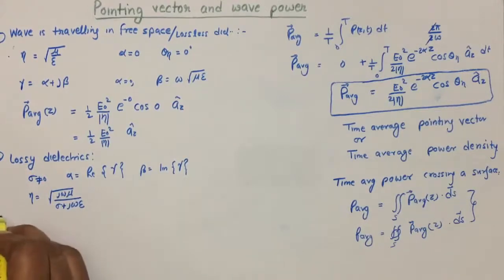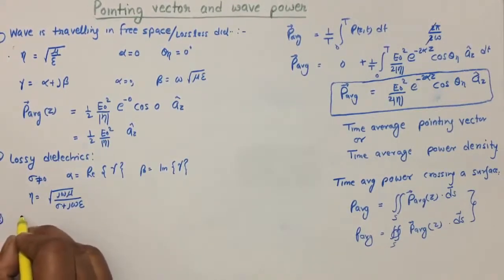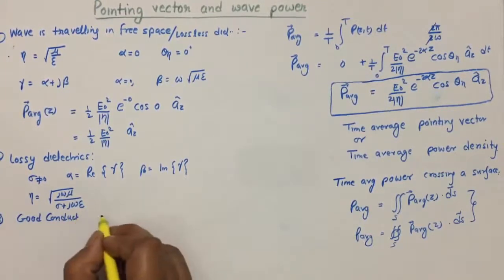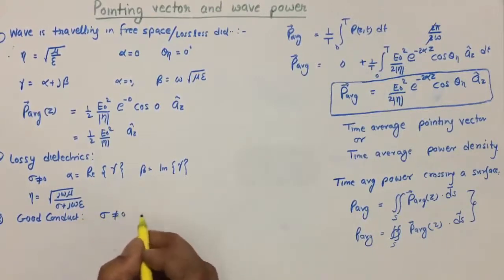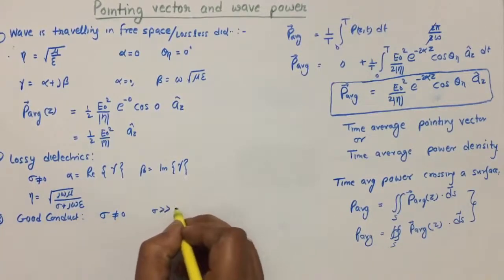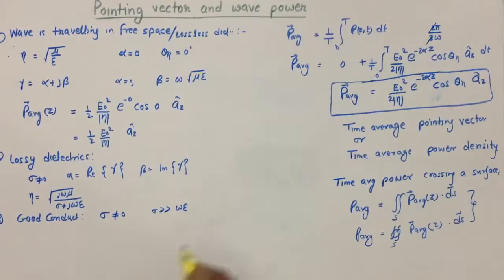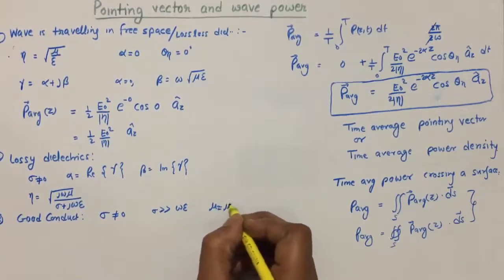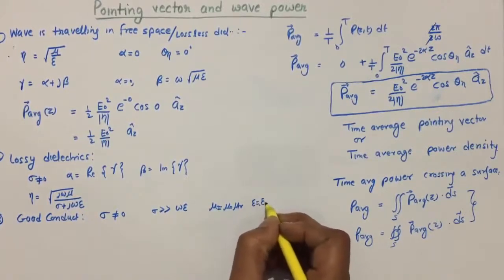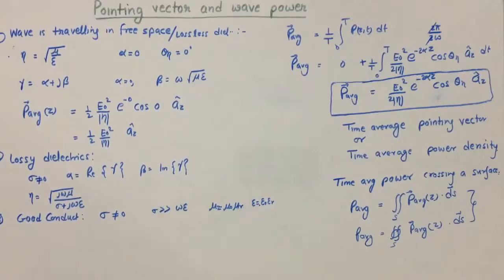Now the time average Poynting vector for a good conductor. In that case sigma is again not equal to 0, and for this condition sigma is greater than omega epsilon, mu is equal to mu naught mu r, and epsilon is equal to epsilon naught epsilon r. These are the parameters for a good conductor, and from the previous study we know that for a good conductor alpha and beta are equal, that is, match this value.